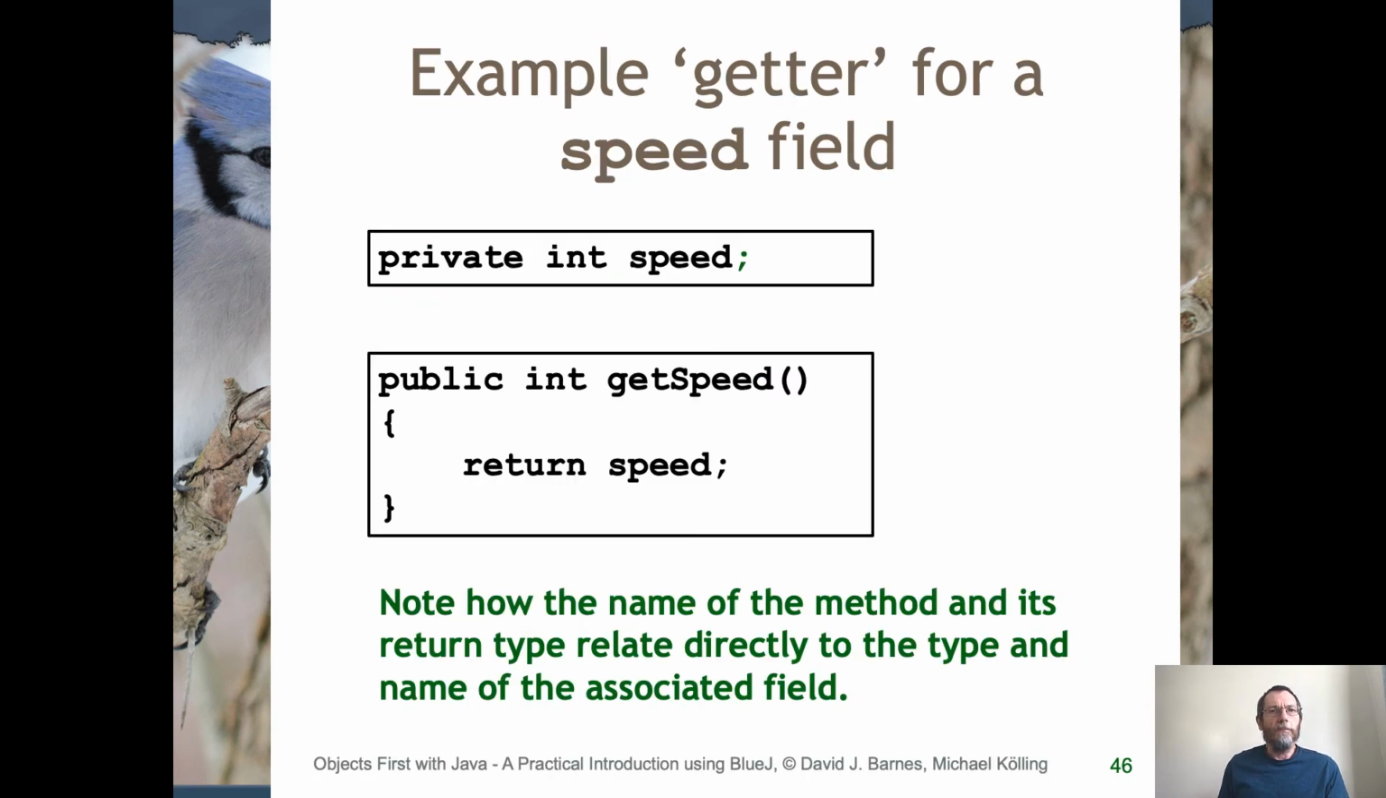So here's an example. Here's a getter for a speed field. If we have private int speed, the getter is very easy to write. We know that the return type is going to have to be int because that's the type of the field. We know that the method's name is going to be getSpeed because the name of the field is speed. And we use the camel case capitalization of S in getSpeed. It takes no parameters, so those parentheses are empty. And then the body of the method simply contains a single return statement, return, and then the field whose value we want to return, and then a semicolon.